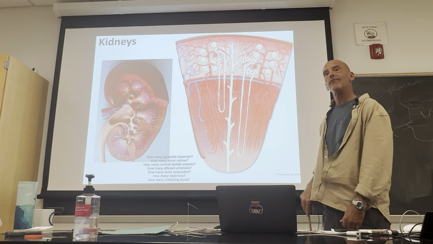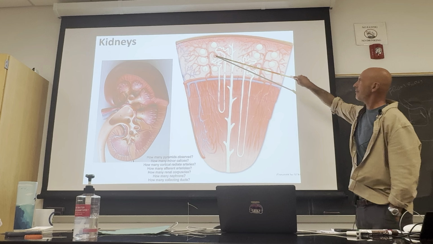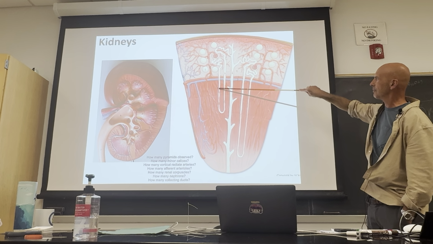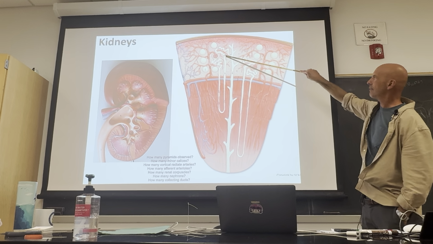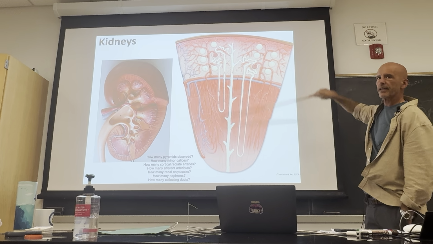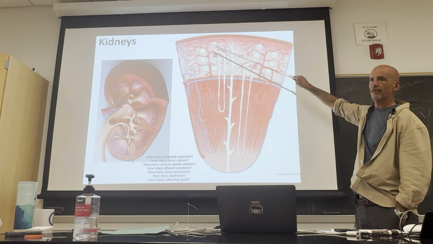So nephrons are only in the medulla? No, the nephrons are going to be in both. The nephron starts with the glomerulus, then the proximal convoluted tubule, nephron loop, and distal convoluted tubule. That is all the nephron. Here's two nephrons feeding into a single collecting duct. That's the functional unit of the kidney, the nephron.